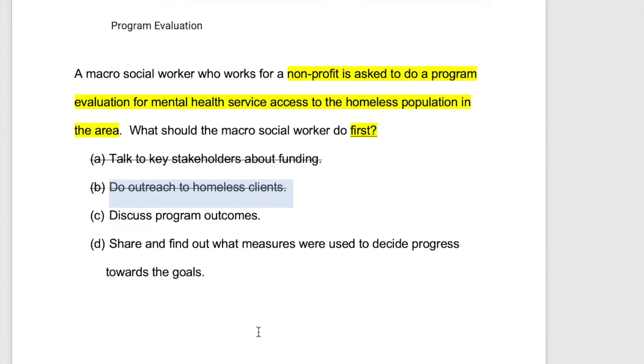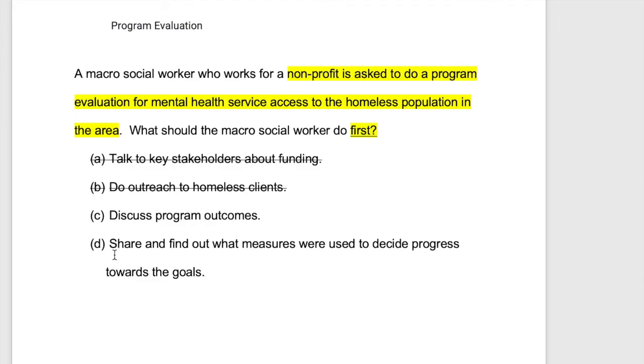Option C, discuss program outcomes. Okay, well, that actually sounds like exactly what we're talking about when we looked at the definition of program evaluation in social work in the first place. So this definitely sounds like something that we're going to do. We're going to do it first. Well, let's take a look at option D just to make sure before we rule anything out.